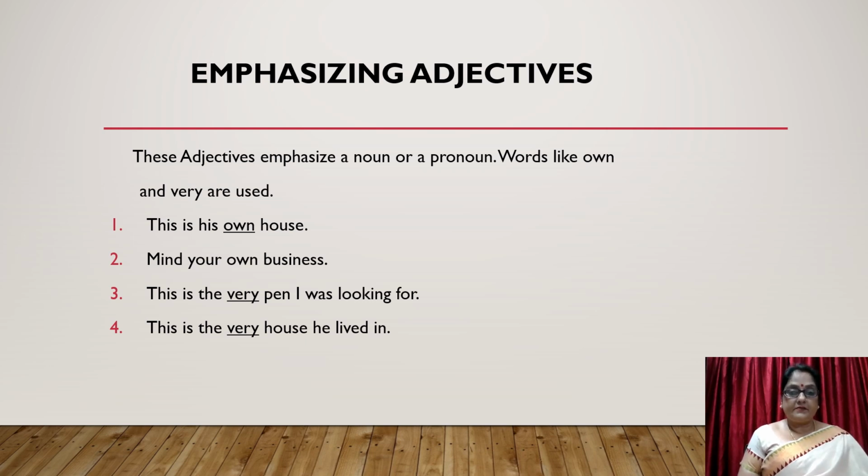Emphasizing adjectives. Emphasizing means stress, to give stress to something. These adjectives emphasize a noun or a pronoun. Words like own and very are used here. The words like own, O-W-N, and then very. These are used here to emphasize, to stress something, to give emphasis to something.